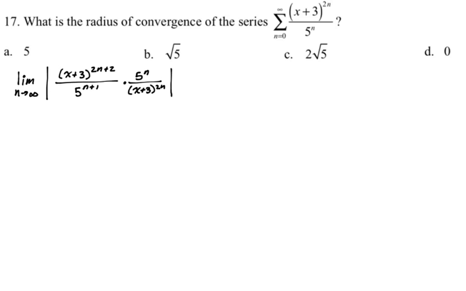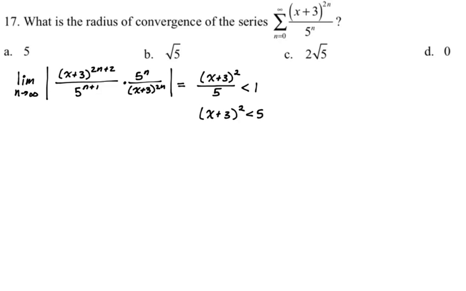And when I do all my simplifications, I'm going to be left with, actually in this case, I don't really need the absolute value because it's going to be the quantity x plus 3 squared. You could leave the absolute value. It's always safe to do that. And then over just 5. And that needs to be less than 1. So that means that the quantity x plus 3 squared has to be less than 5.